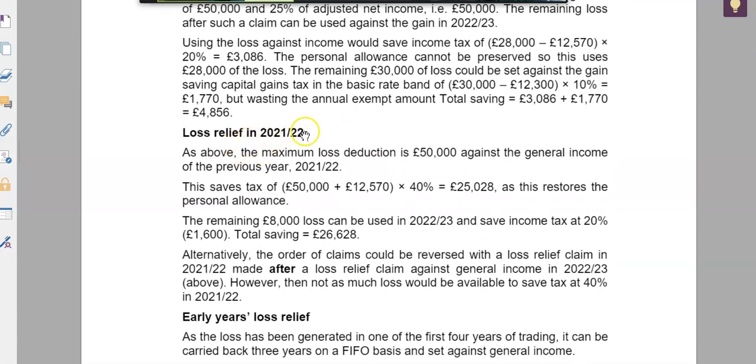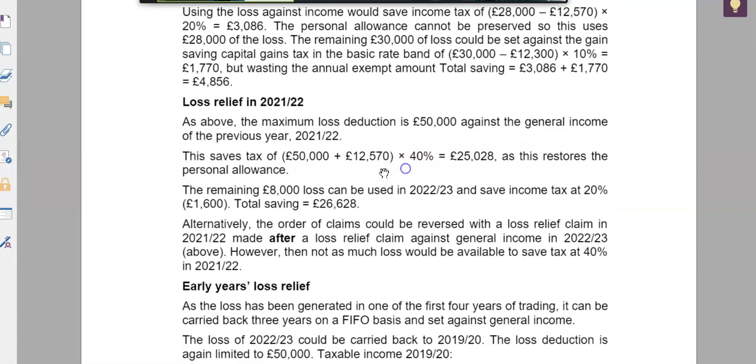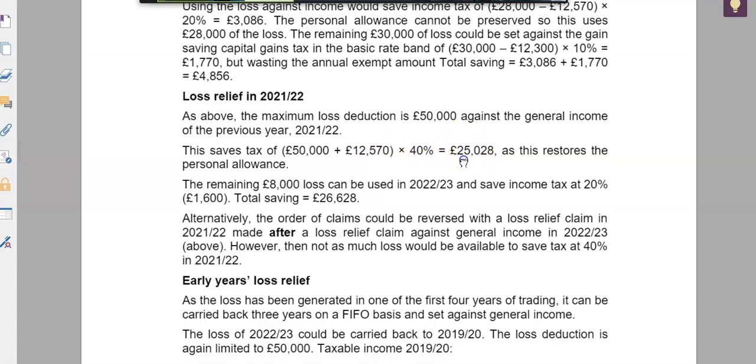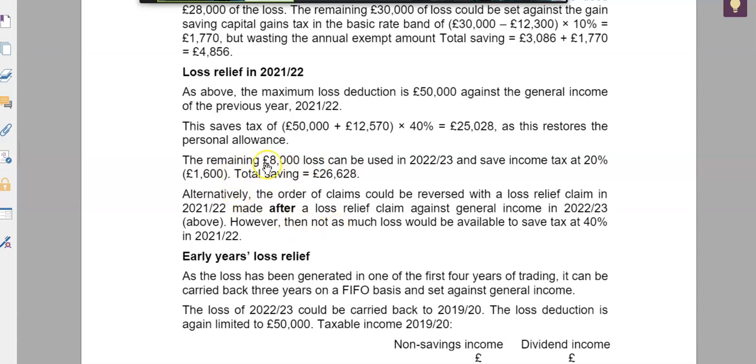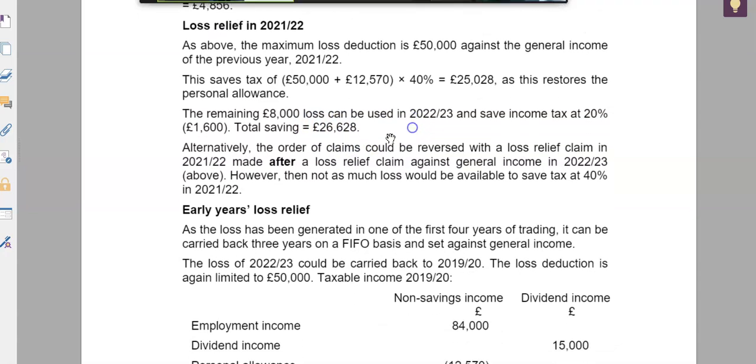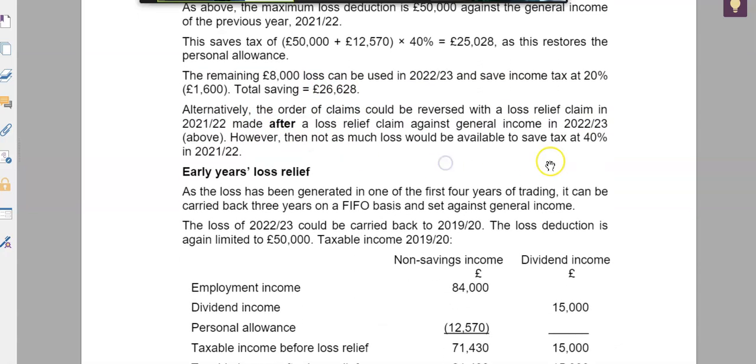So if we adjusted the loss in 21-22, it would have been at the rate of 40%, right? So 50,000 plus this and 40%. So this is the 2500, as this restores the personal allowance. The remaining 8,000 loss can be used and save tax at the rate of 20% in the next year. Alternatively, the net saving is at 40%.